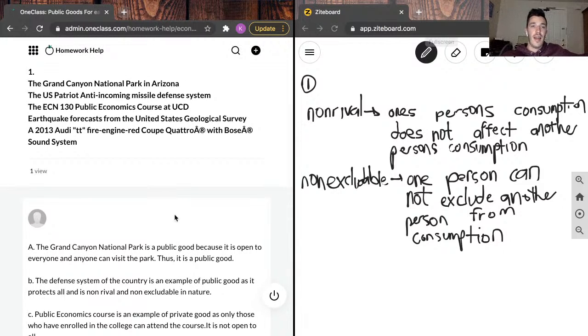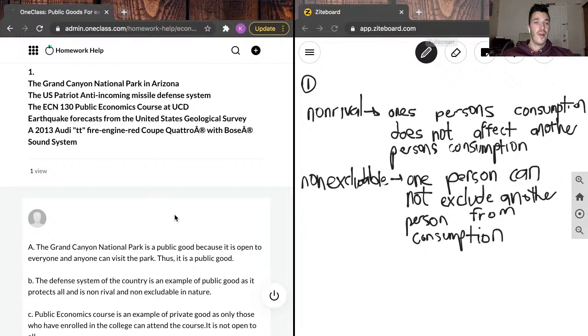The U.S. Patriot anti-incoming missile defense system. Our junior tutor has written that the defense system of the country is an example of a public good as it protects all and is non-rivalrous and non-excludable in nature. If you're an American citizen, all American citizens will be protected by this anti-incoming missile defense system. Me being protected by it does not mean there's less protection for you. And assuming that we're both U.S. citizens in the country, you can't exclude me from being protected, because we're both on U.S. soil.